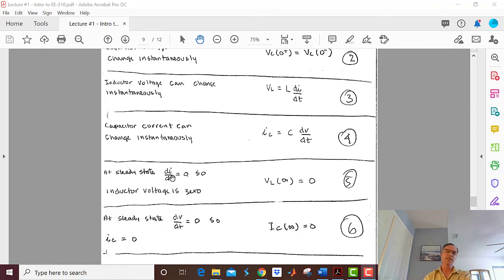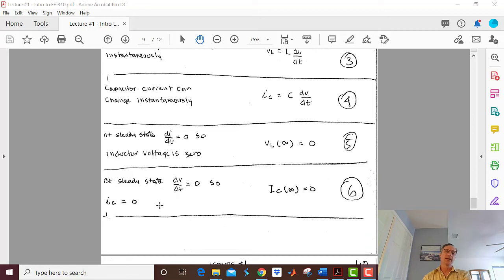So here are some rules for steady state. At steady state, we know that di dt equals zero. D anything dt is zero because the circuit is at steady state. So that means the inductor voltage is equal to zero, because remember, V equals L di dt. Here it is. If di dt is zero, of course, V is equal to zero. So V infinity equals zero. Another nice way to say this rule is at steady state, there's no voltage across the inductor. Really helps you triage circuits.